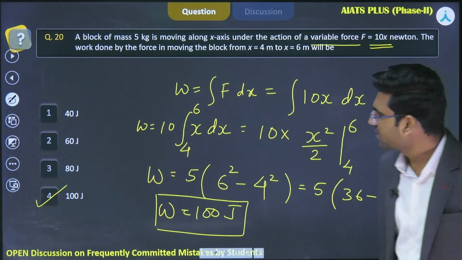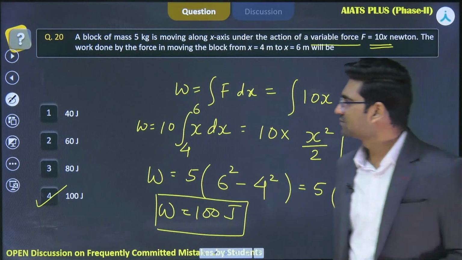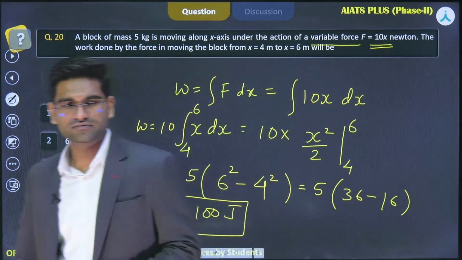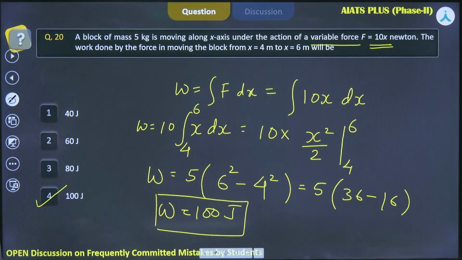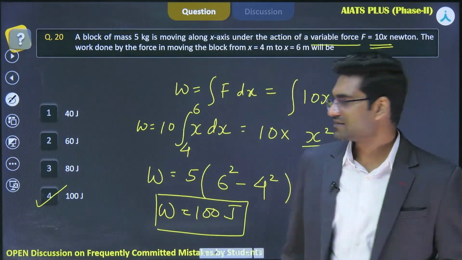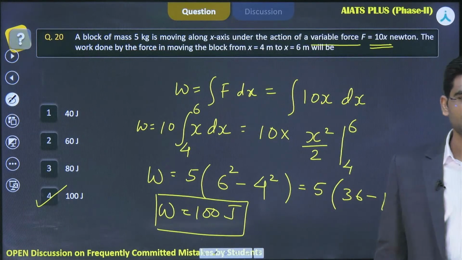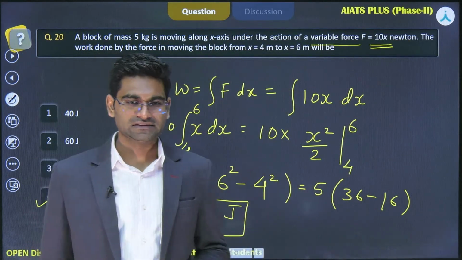Abhishek, why are you telling me the answer is 60? The answer should be 100 joule, right? We have already calculated it. Have I done something wrong here? Abhishek? No? So the answer is 100 joule. Okay, so work done by a variable force can be calculated like this.